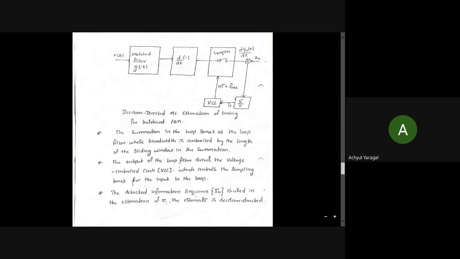Now let us understand another method, that is non-decision directed timing estimation. What exactly are we going to do in this case? Here again we have to look into the log likelihood function, or the likelihood function itself. We are going to consider again the likelihood function, that is the likelihood function of the timing here, right?